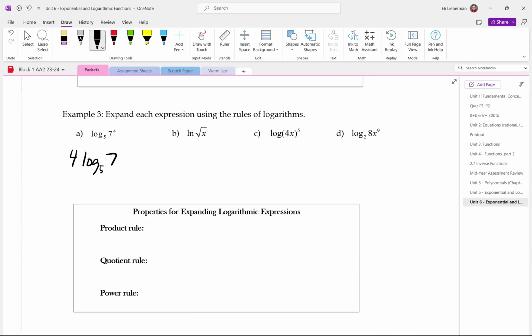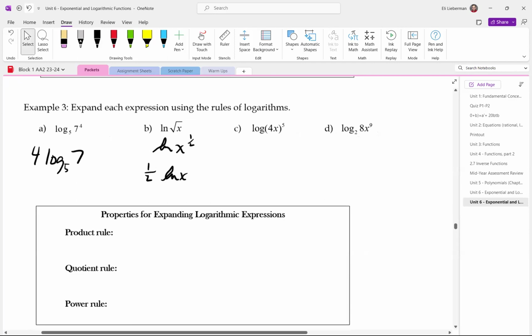Chloe, were you able to do B? Yeah, so I got 1/2 ln. Where did the half come from? Because it's a square root, which is the same thing as 1/2. So you thought about this as ln of x to the 1/2, like that? I like it. Are we good with that? Nicely done. I think you could teach a thing or two to a bunch of kids in calculus that's going to be coming up, and they struggle sometimes.